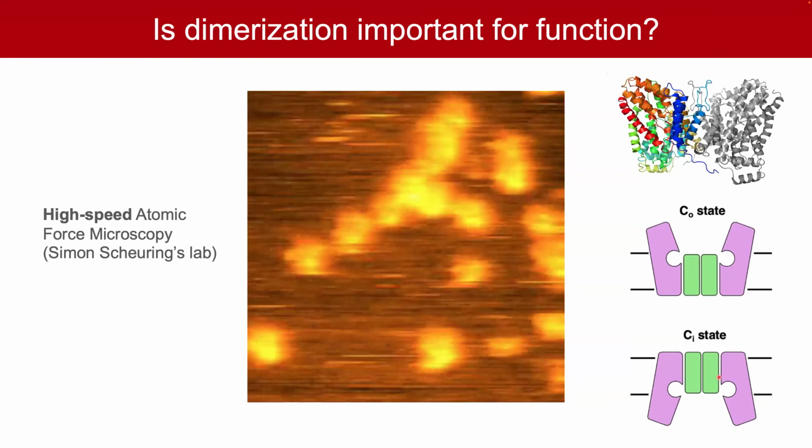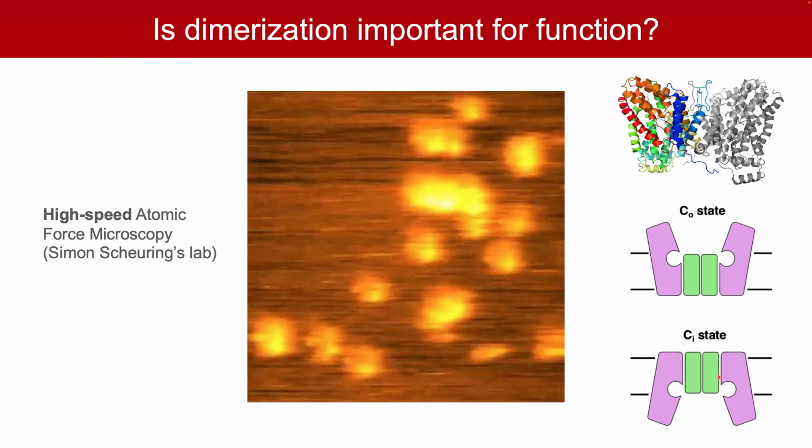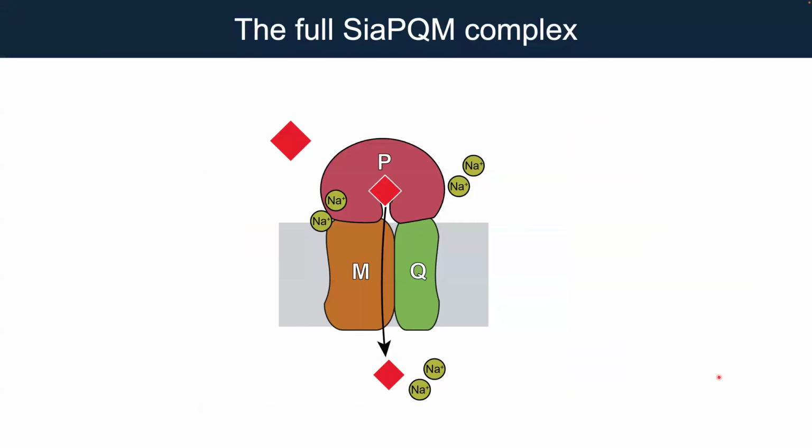Why the PP doesn't do this, we don't know. All right, so coming towards the end, we're interested actually in the full complex, and I've only talked about the Q and M domains, which are these two here. What about the full complex?